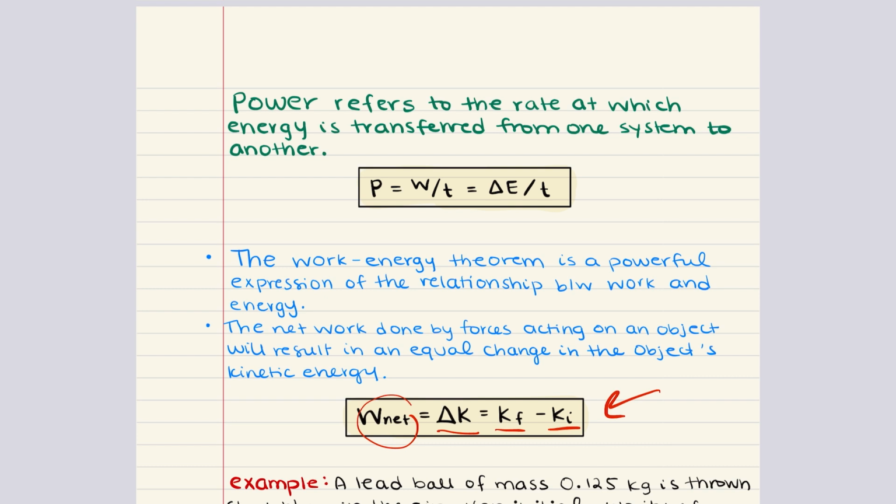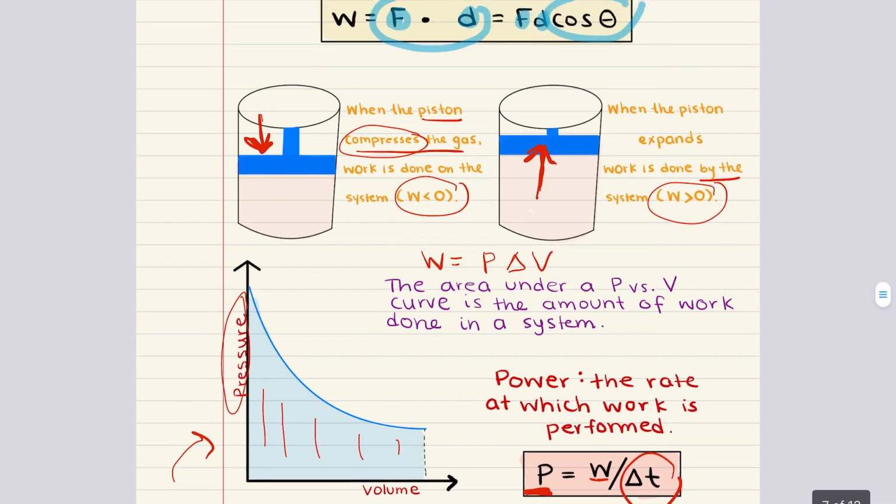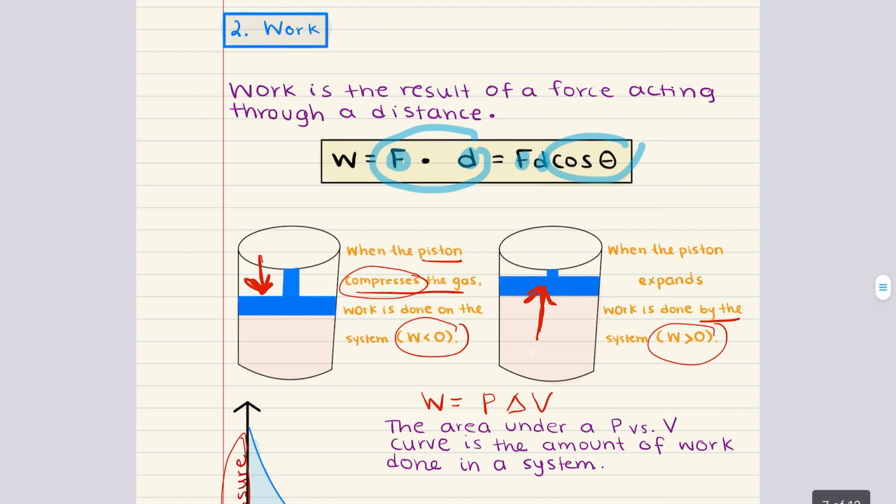As long as you know the initial and final speeds, we can determine the net work done on the object. So to just kind of wrap up, we've discussed work and the expression that describes work. It is the dot product between force and displacement, which can be expanded as force multiplied by displacement multiplied by cosine theta, where theta is the angle between the force and the direction of displacement.